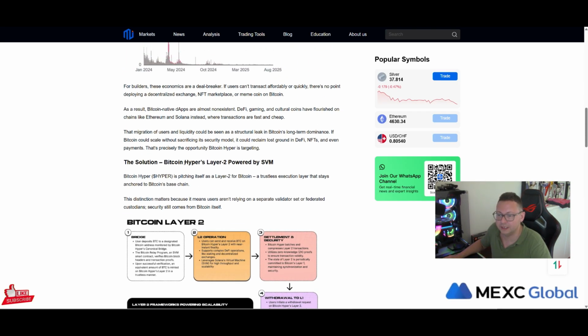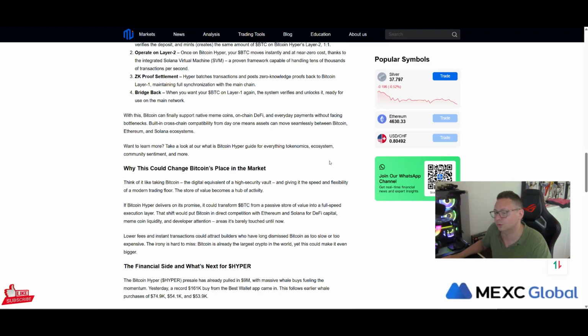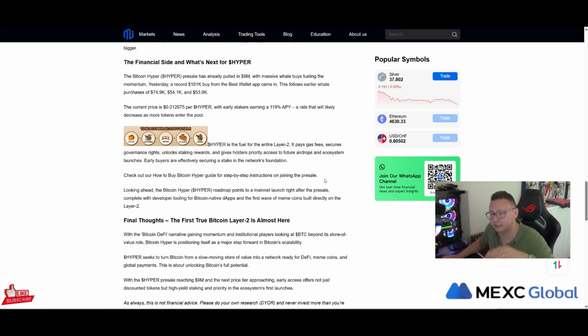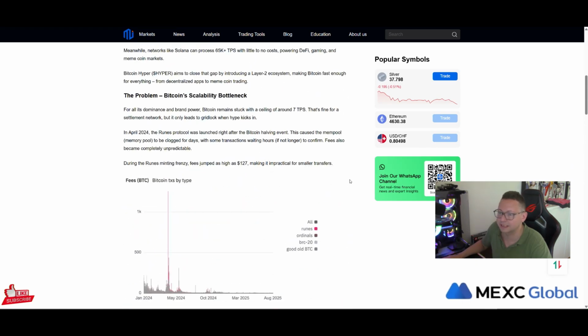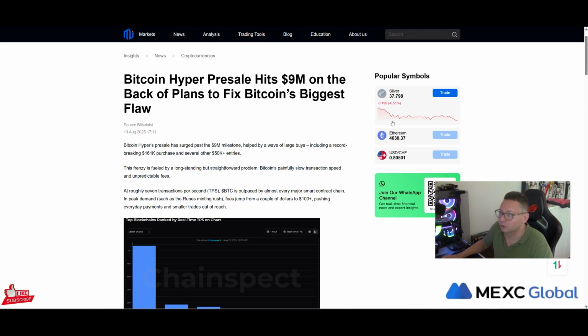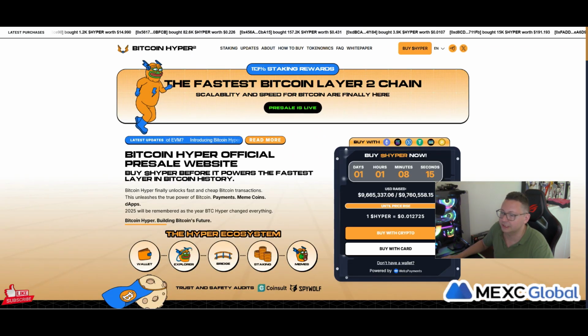And this is going to be kind of a layer 2 on top of Bitcoin, where everything is possible. Everything that is possible now on Ethereum or Solana will in the future also be possible here on Bitcoin: NFT marketplaces, meme coins, dApps, and so on. And this all on top of the layer 2, so that the Bitcoin chain itself should not get affected by that. And this is of course something bullish and something that we are still missing here on the Bitcoin chain.